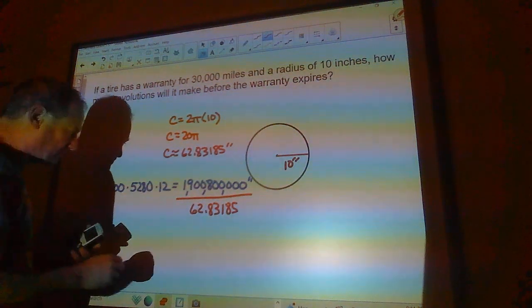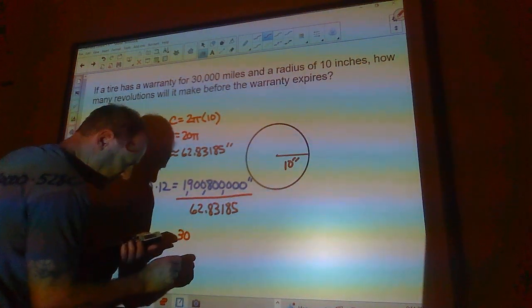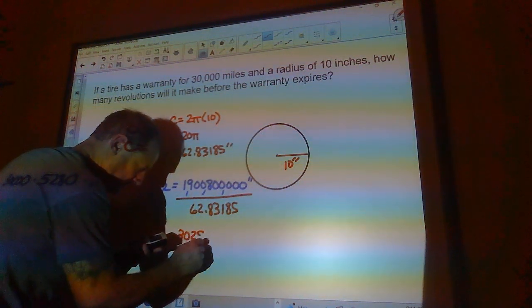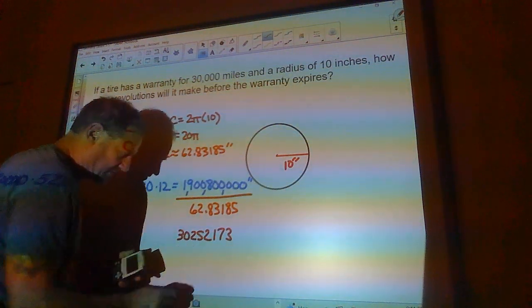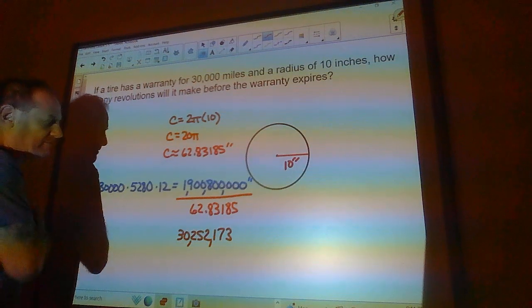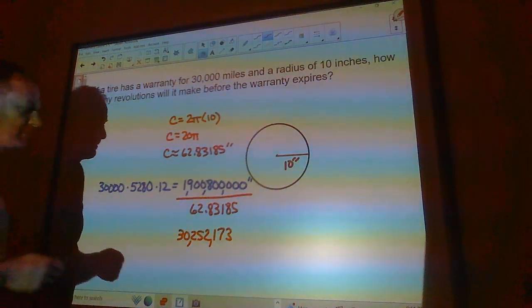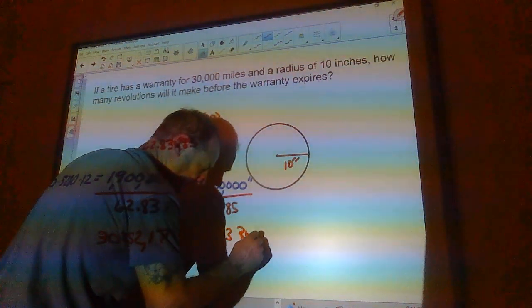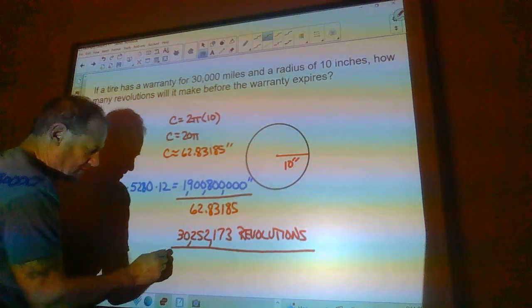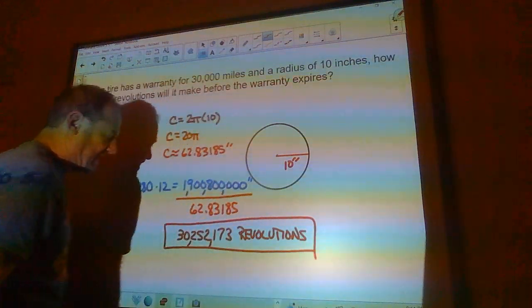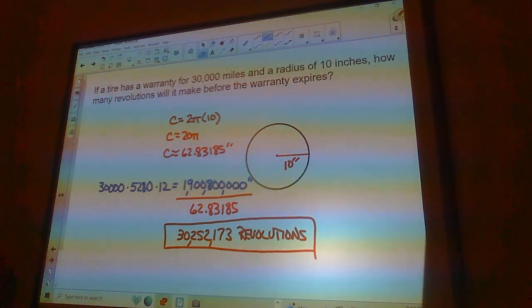And that comes out to, we'll round to the nearest whole number, that's how many revolutions this thing's going to make: 30,252,173 revolutions, and then the warranty will be completely expired. Okay, how exciting.